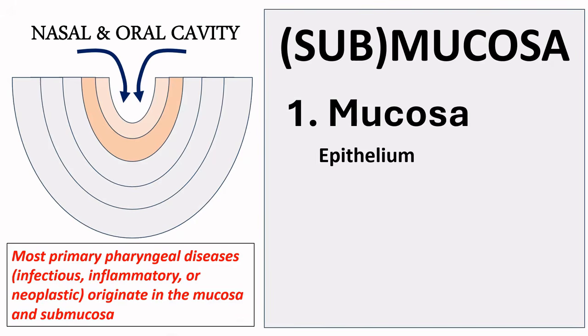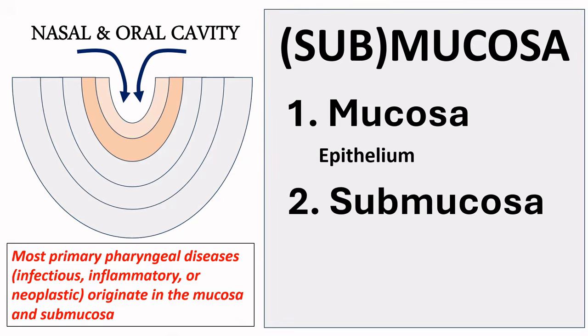So we have the innermost layer, the mucosa, lined with epithelial cells. And because these are squamous epithelial cells, the most frequent tumor of the pharynx is a squamous cell carcinoma. Then underneath it, we have the submucosa, in which we will find some connective tissue, we can find vessels, small nerve endings, and also lymphoid tissue.